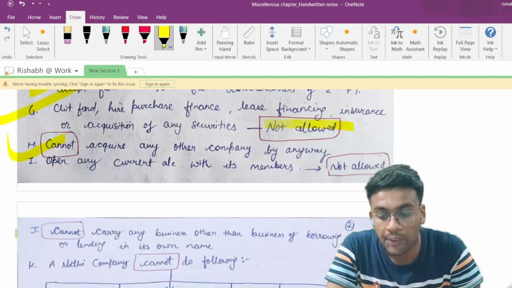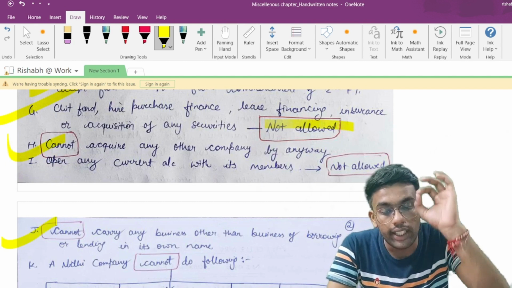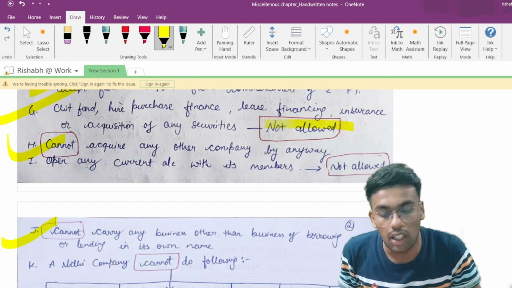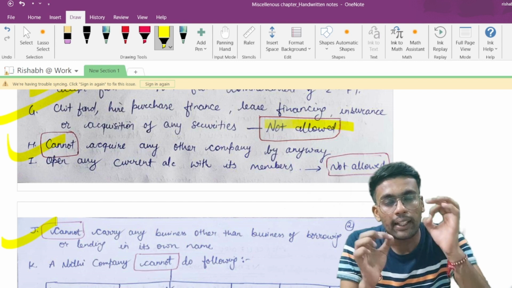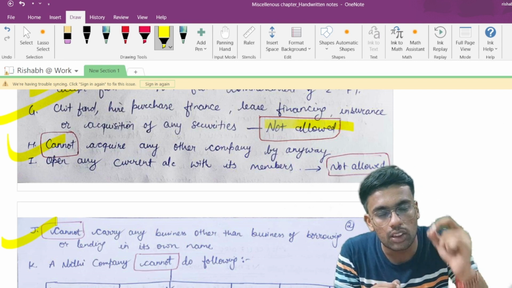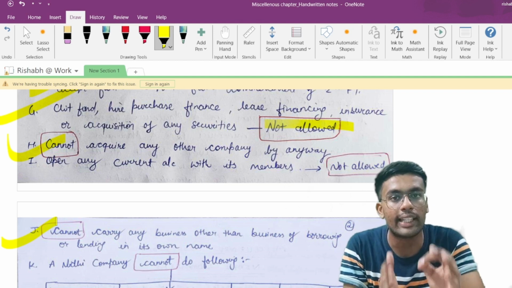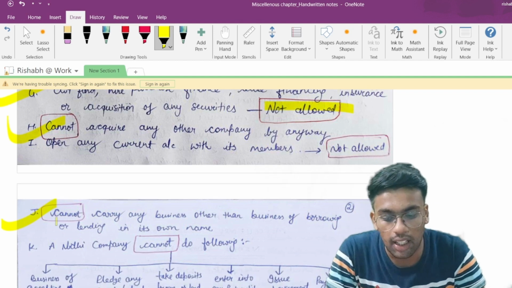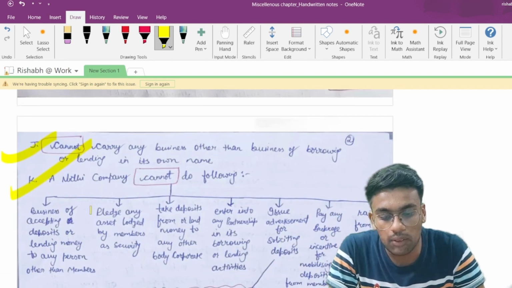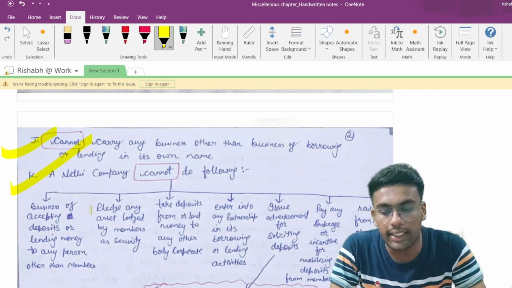That is not allowed. Now, point number J talks about cannot carry on any business that is other than the borrowing or lending in its own name. Matlab, company can only carry on business of borrowing and lending that is also to be conducted in its own name only and cannot be conducted in any other name. That's all. Point number K talks about what are the prohibited activities that a Nidhi company cannot do.